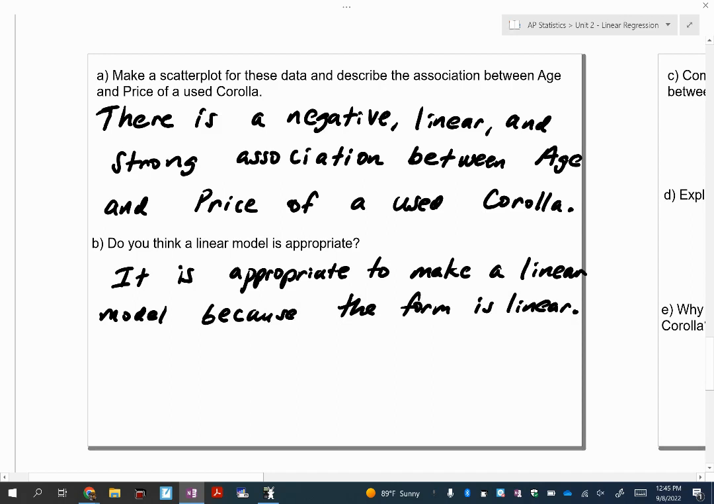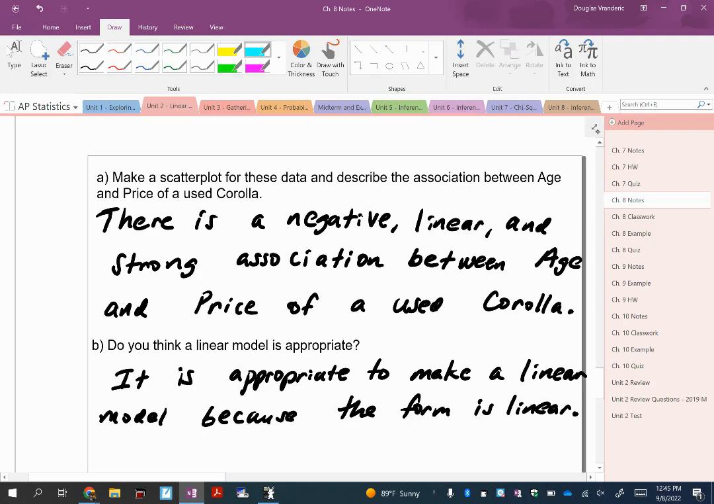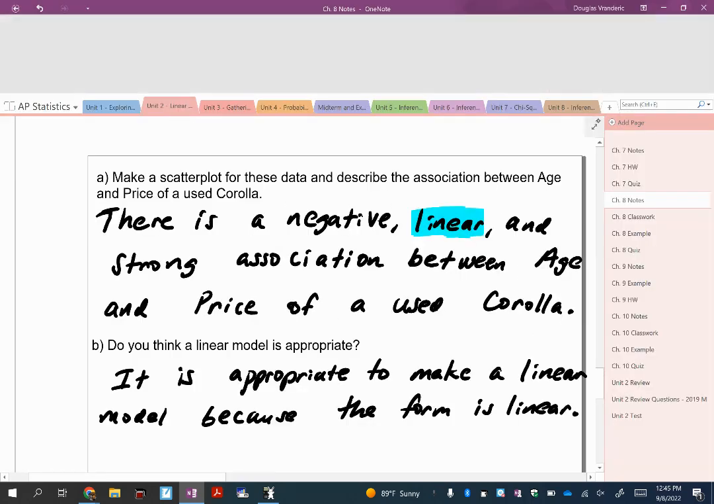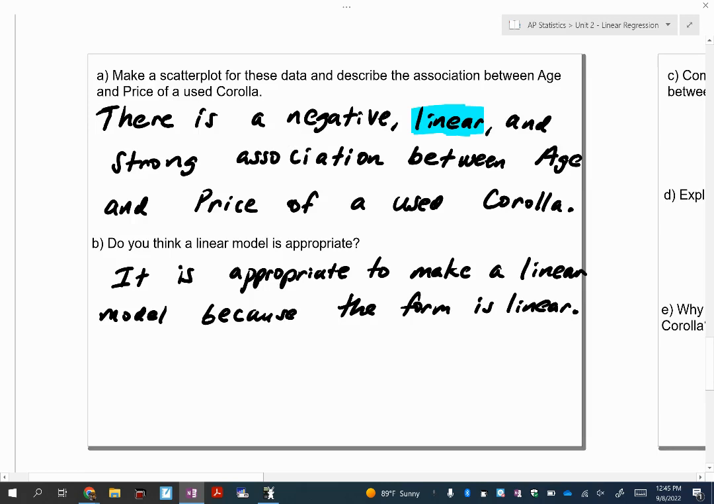Now, I'm going to answer a second question later on in this example where I ask, is it appropriate to use the linear model? So I know question B is pretty vague, but I'll make sure that you understand the difference here. The first question is, is it okay just to make one? And the answer is yes, right? We said that the form was linear. So if you write down linear for the form when you're describing the association, yes, it is appropriate to make a linear model.